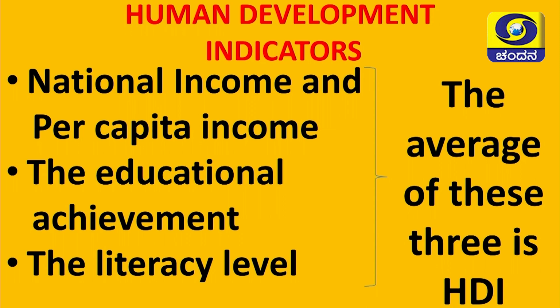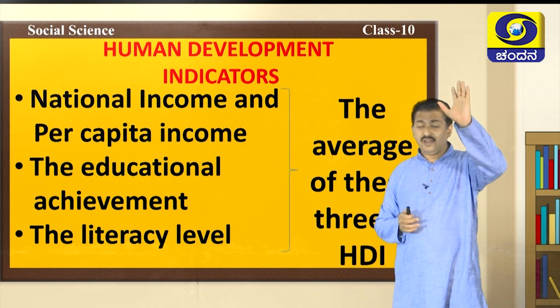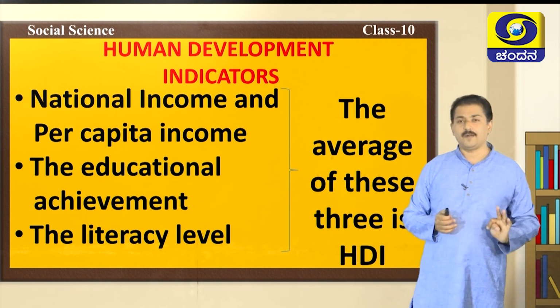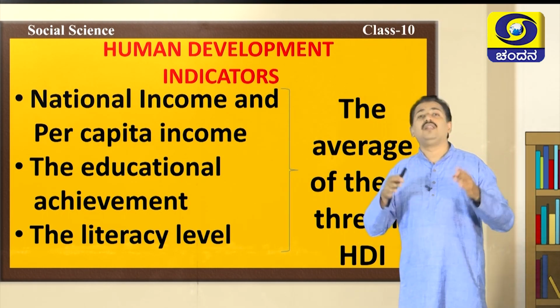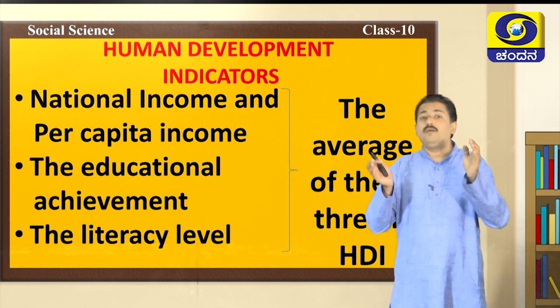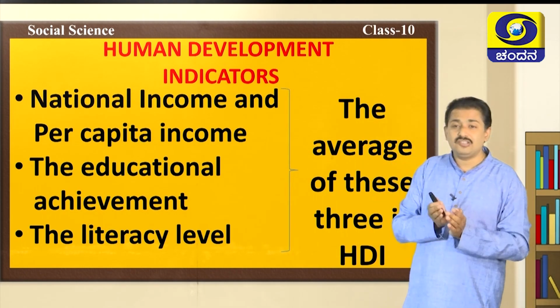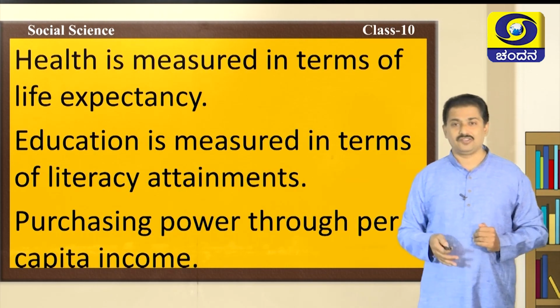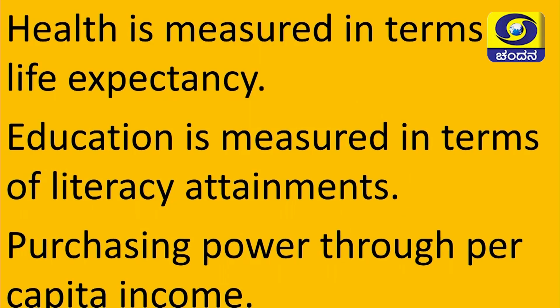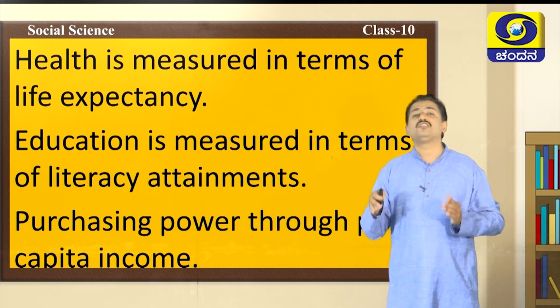Human development indicators are, first of all, national income and per capita income. Secondly, the educational achievement. The third one is literacy level. These three put together, the average of these three is nothing but Human Development Index. Here, health is measured in terms of life expectancy. Education is measured in terms of literacy attainment. Purchasing power through per capita income. These are the different measuring tools.